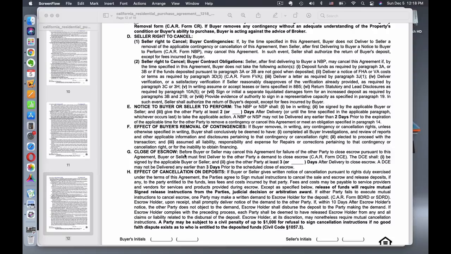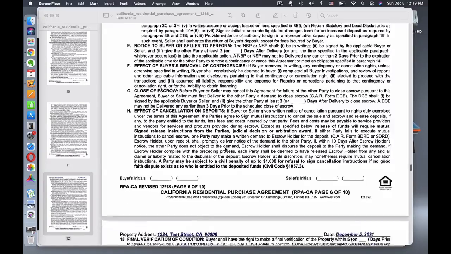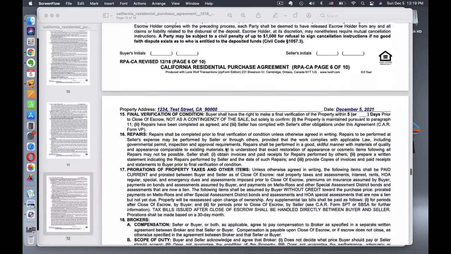Close of escrow. Before the buyer or seller may cancel the agreement for failure of the other party to close escrow pursuant to this agreement, buyer or seller must first deliver the other party a demand to close escrow. This demand to close escrow is a 3-day notice. So this adds another 3 days to get this going. That way the seller can't just cancel out on a buyer in 24 hours and take their money. At least the buyer's got time to get whatever they need to get done to get the escrow closed. Same with the seller. This talks about the effect on deposits, which we already talked about, and we're going to get into that on this next page.